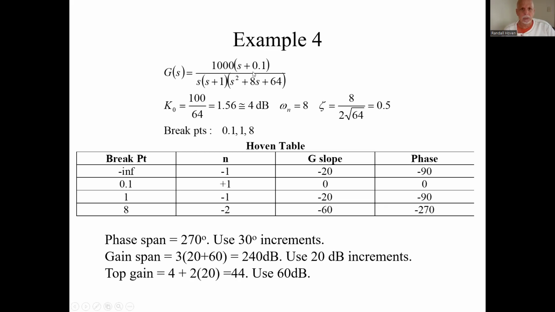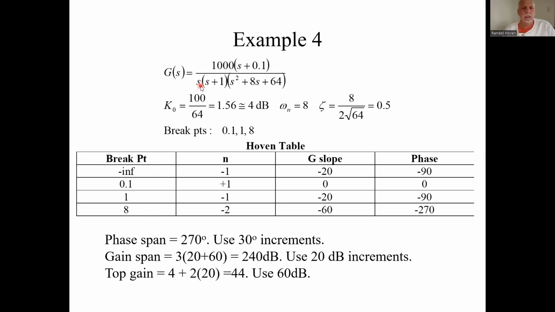The breakpoints. Well, here we have a 0. This is kind of new in this example. Most of our previous examples, we didn't have anything in the numerator. Here we have a breakpoint at 0.1, a breakpoint at 1, and a breakpoint at the square root of 64, or 8. Here are our breakpoints in order. Put them in that first column.